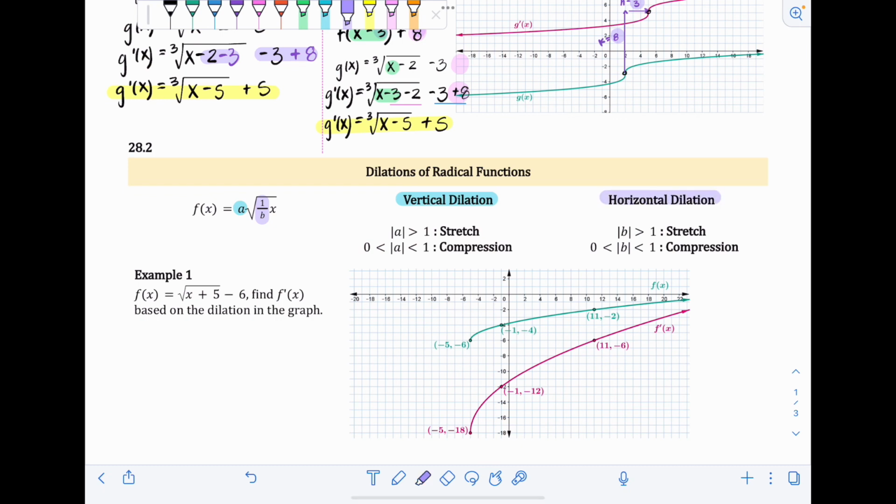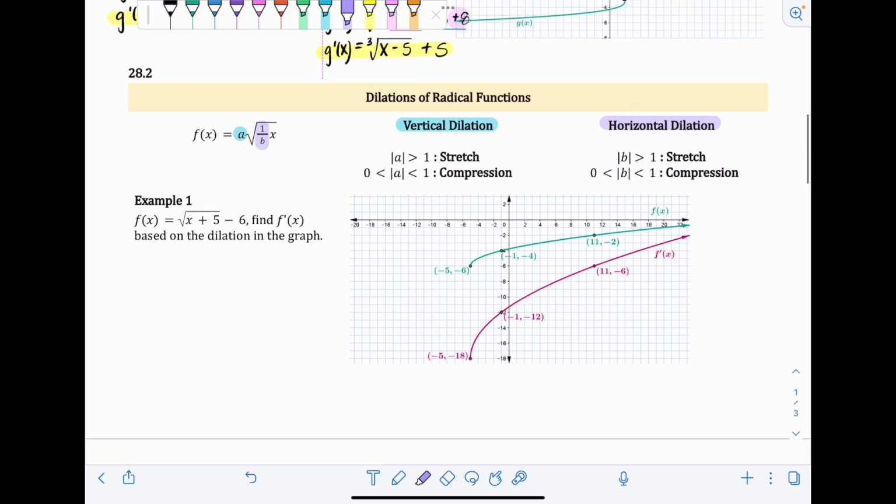If b, or the absolute value of b, is greater than 1, it would be a stretch. If it's between 0 and 1, like 0.3 or something like that, it would be a compression. And then if it's negative, it would end up being a reflection as well, just a different type. And then same thing, we'll talk about the reflection version later on in this section. Okay, so example 1, f of x equals the square root of x plus 5 minus 6.